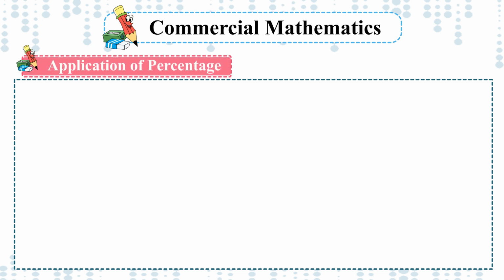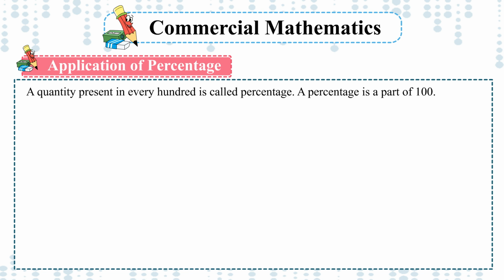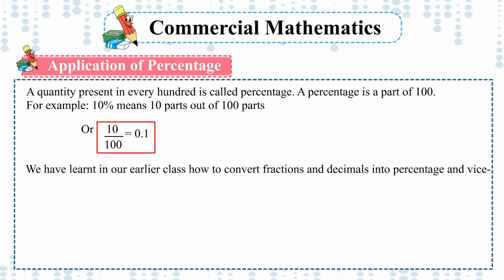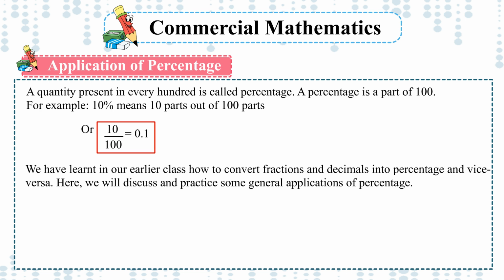Application of percentage. A quantity present in every 100 is called percentage. A percentage is a part of 100. For example, 10% means 10 parts out of 100 parts, or 10 upon 100 is equal to 0.1. We have learnt in our earlier class how to convert fractions and decimals into percentage and vice versa. Here, we will discuss and practice some general applications of percentage.